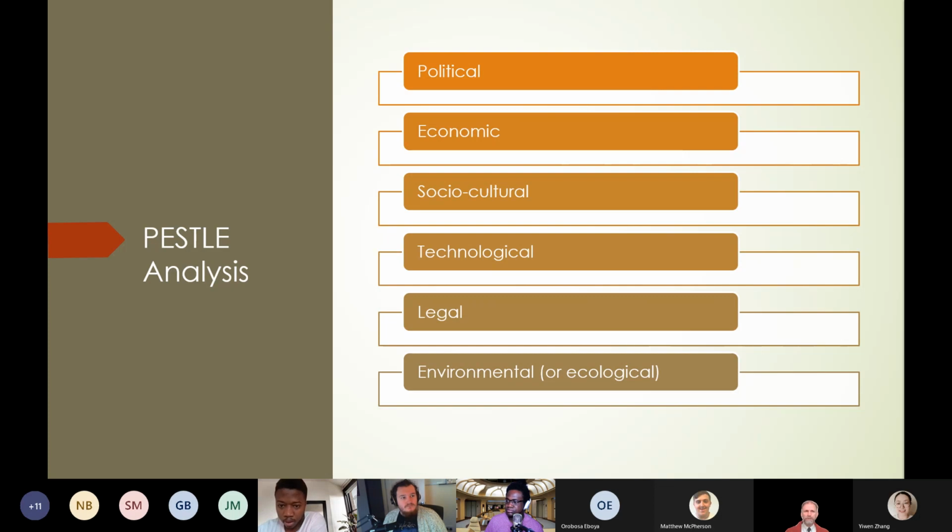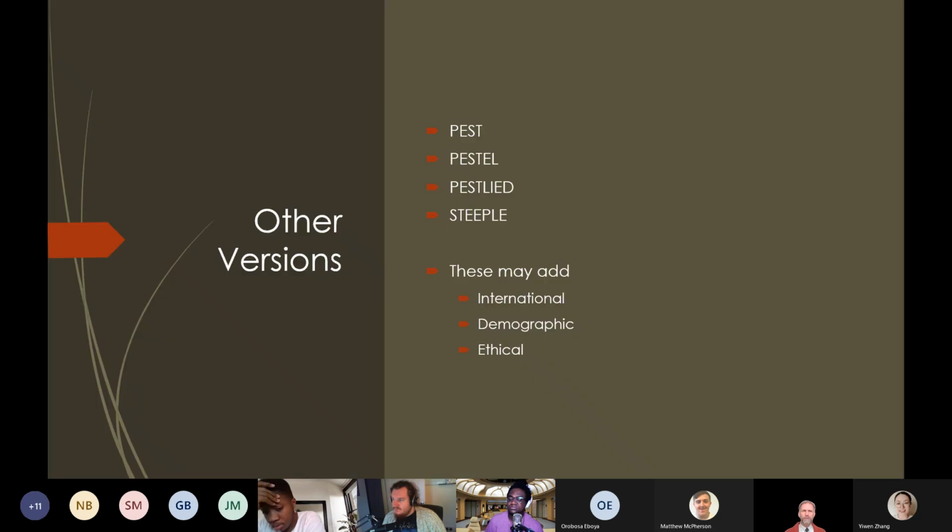I'm going to cover PESTLE, which is a slightly more involved one. Originally, it was a PEST, political, economic, social, cultural, and technological analysis. But as with many of these things, stuff gets added. So I'm looking at one that's added the legal aspect, because that's always an issue, and environmental, because yes, that's becoming more and more of an issue these days. But there are other versions out there that may add other things. Are there any international aspects to the business that you need to consider? What about demographics?